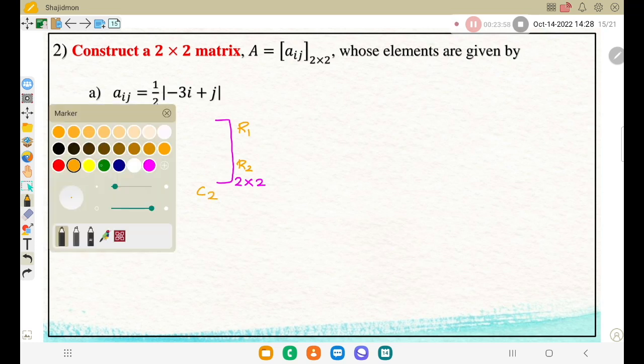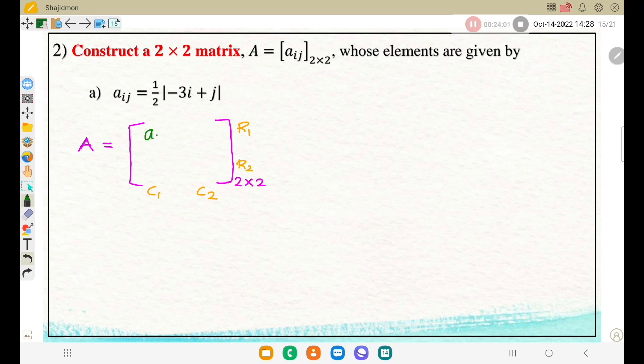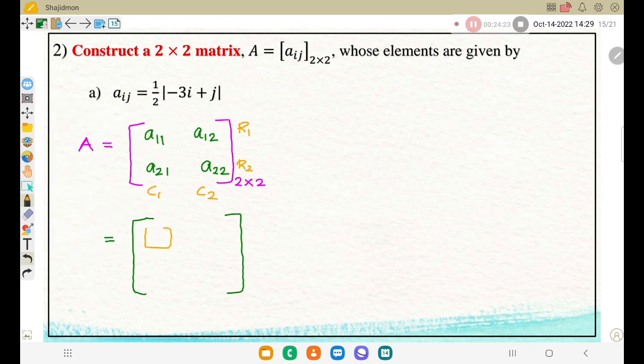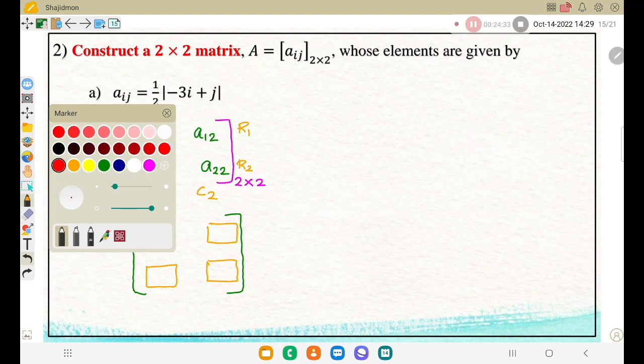So here what are the numbers we need to calculate? First row, first column, A11. First row, second column, A12. Second row, first column, A21. Second row, second column, A22. These 4 numbers we need to calculate, correct? Using the rule that is given in the question. So these 4 numbers we will create one by one. First one, second, third and fourth number, correct? So first we are doing A11.